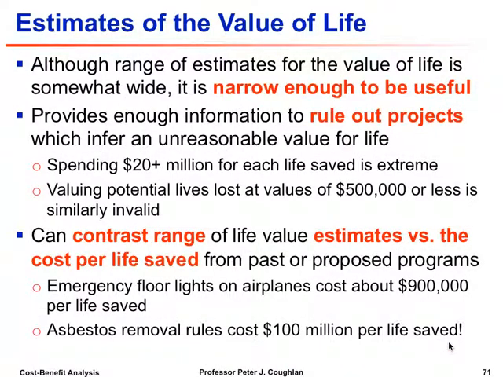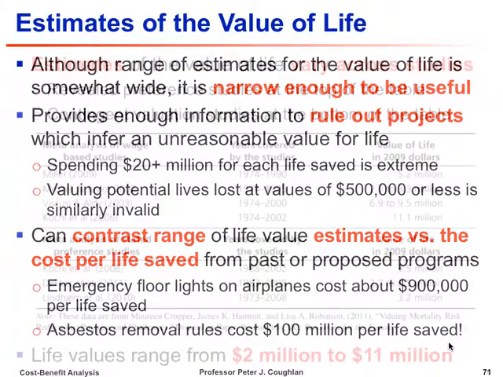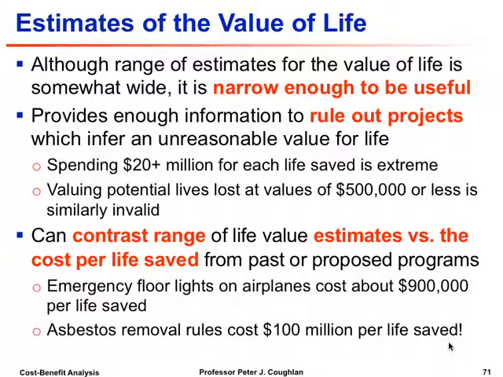And again, the range is very broad, but it's narrow enough to be useful in the sense that if we looked at those studies and said, okay, we can't say exactly what a life is worth, but it's maybe worth somewhere between 2 million and 11 million. The highest estimate is 11, the lowest is 2 million. Well, then certainly we can rule out certain projects. We don't want to spend $20+ million for each life saved because the studies suggest that each life is only valued by people at about $11 million. So if you have a program that would save lives but does so at a price tag of 20, 30, 40, $50 million per life saved, then that suggests that may be too much. The money might be better spent elsewhere.